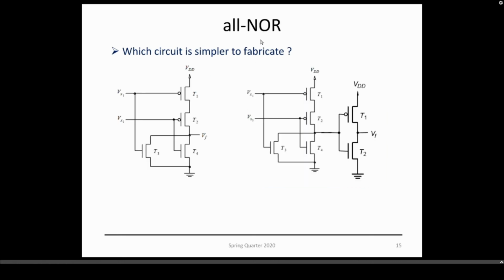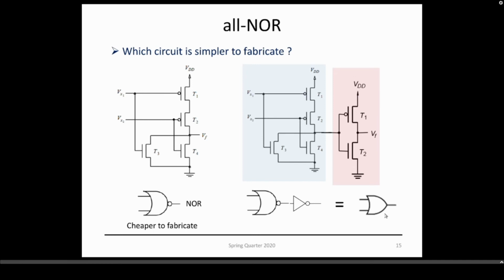Looking at the NORs, it's a similar thing. Over here we have 4 transistors, here we have 6. This is your NOR gate, and this is your NOR with a NOT in front of it, so I can create an OR. So the NOR is also cheaper to fabricate than the OR.